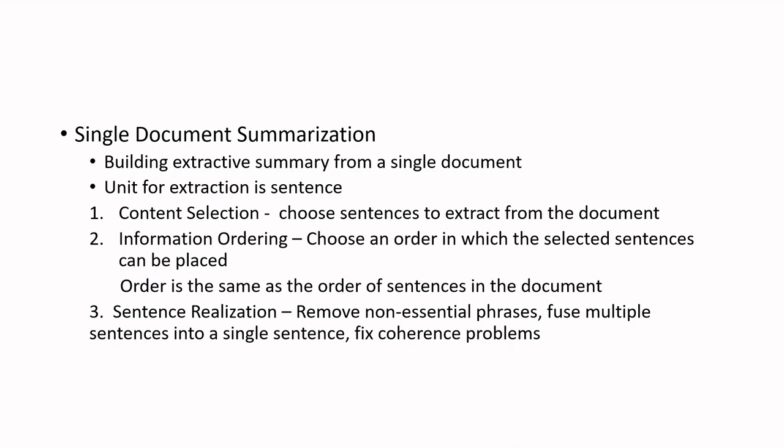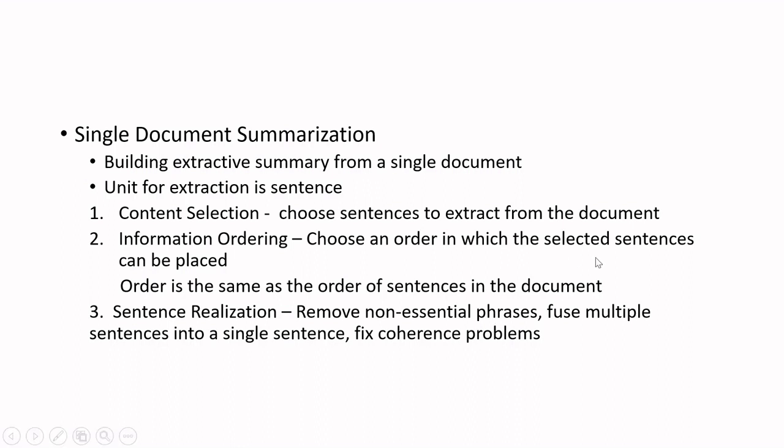So first of all, we'll look at single document summarization. Here, as we said, the extractive summary is generated only from a single document, and the unit of extraction, the granularity, is at the sentence level. In the case of content selection, of course, we need to select or extract the sentences from the document. And in the case of information ordering, in single document summarization, the order is the same as the order of sentences in the document, because when you look at a single document, it is written in a particular sequence or some order. So that order can be maintained in the summary also.